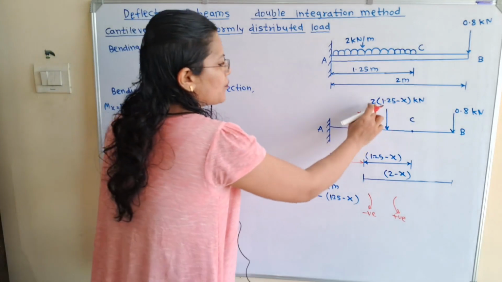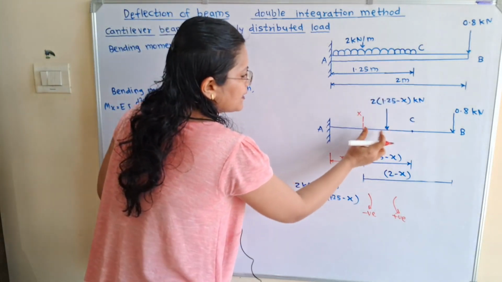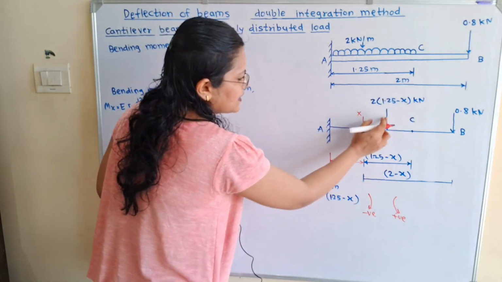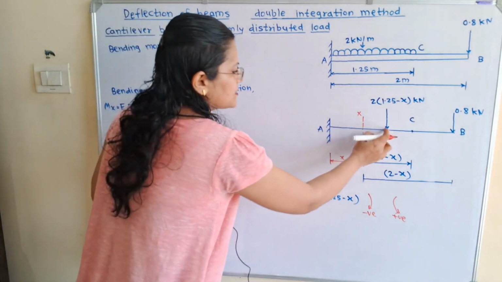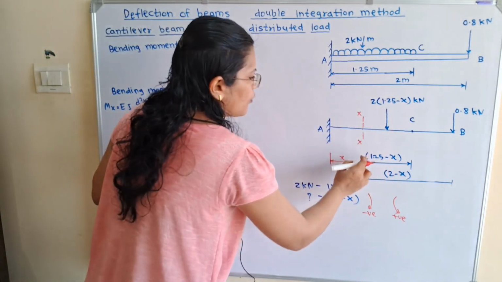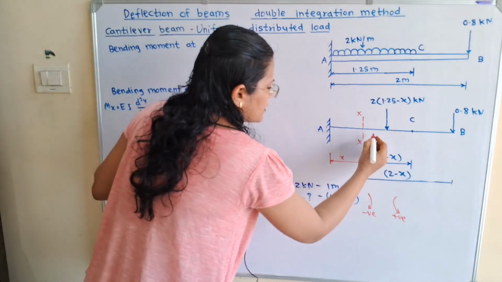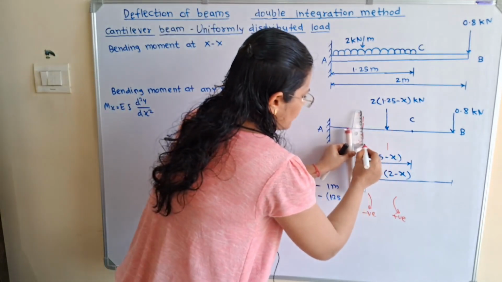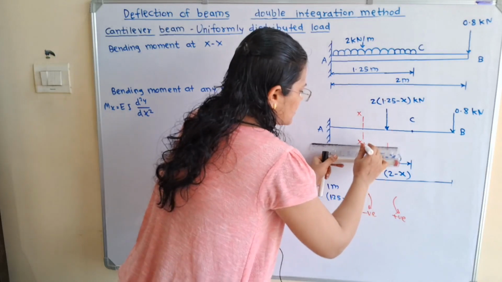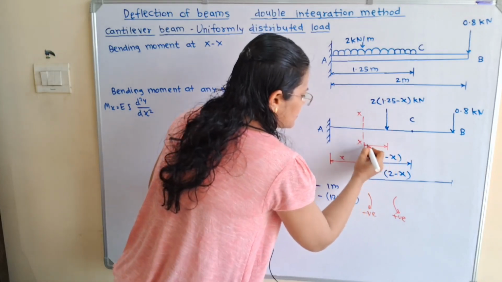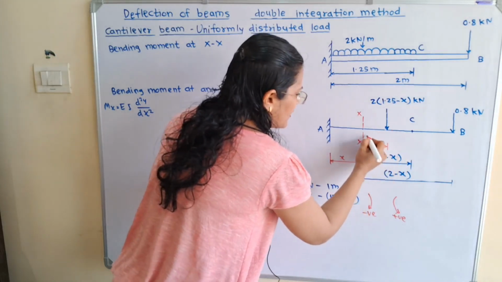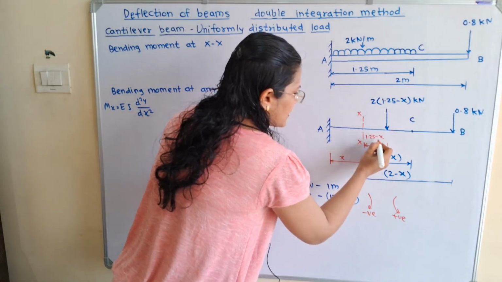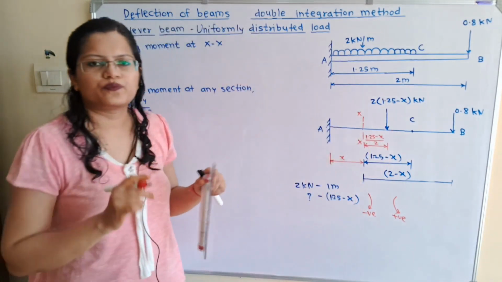So what is the moment? So this load multiplied by the distance in between this XX and this load. So this is the center point. So how to take this distance? So I will show here this distance, so we have to multiply with this distance, and this distance is 1.25 minus x divided by 2.